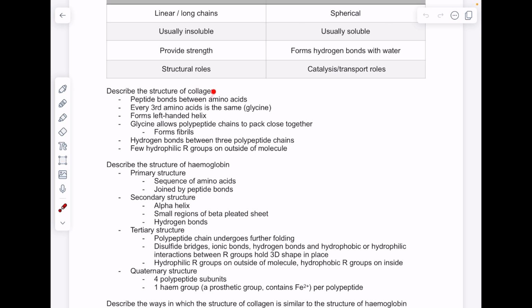So looking more closely at the fibrous protein collagen, we know that peptide bonds form between amino acids. That's standard. Now, every third amino acid is the same, which is glycine in collagen. Glycine is the name of one of the 20 amino acids. It forms what's known as a left-handed helix. The glycine presence means that the polypeptide chains pack close together to form fibrils. Hydrogen bonds occur between 3 polypeptide chains, and there are a few hydrophilic R groups on the outside of the molecule.